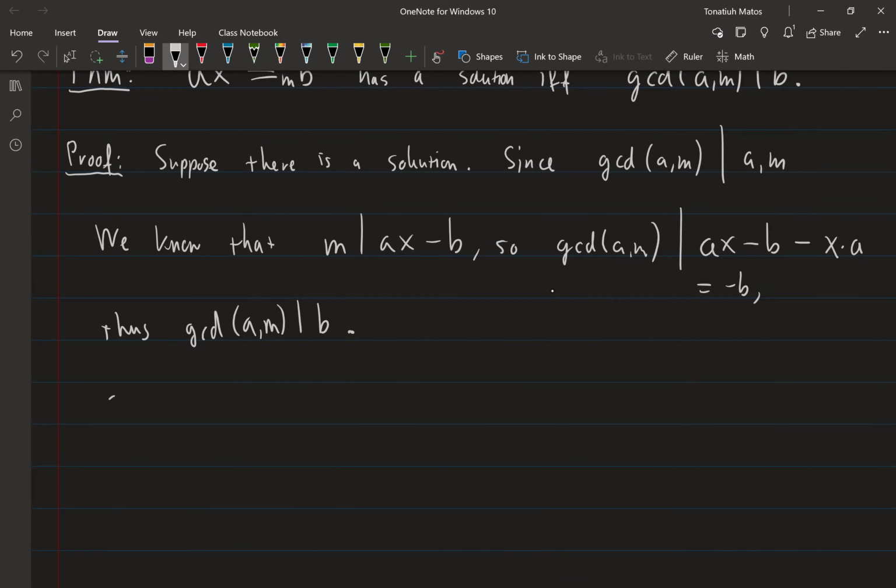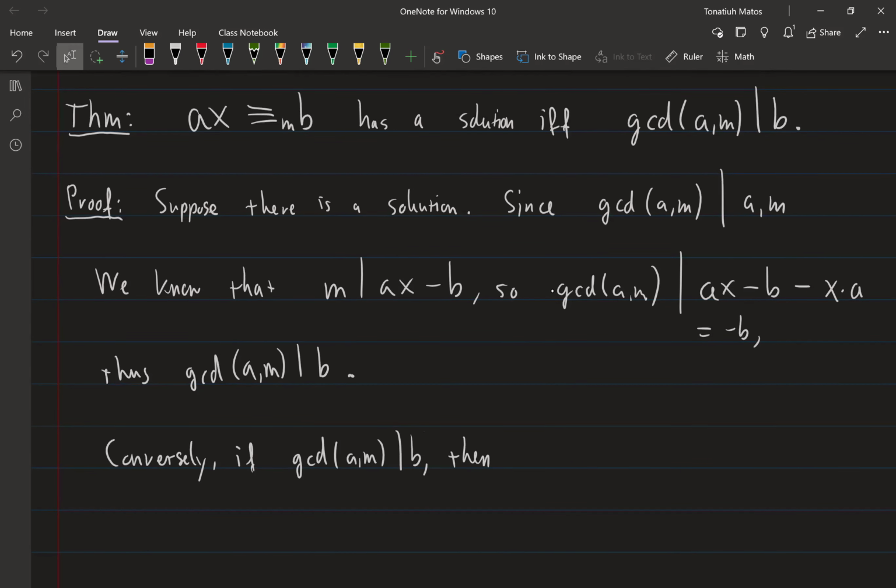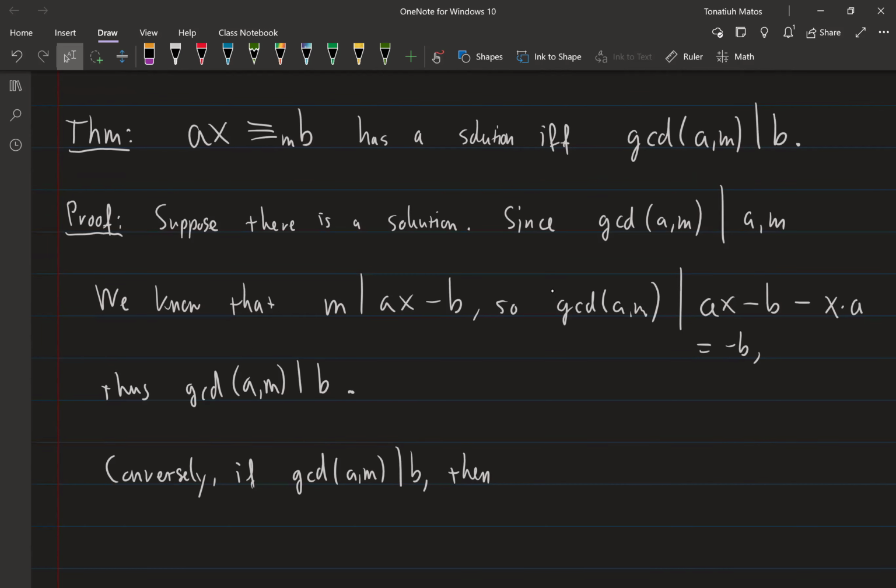So conversely, if the greatest common divisor between A and M divides B, then how do we produce a solution? How do we find an X that has this aforementioned property? What do you think we can do in this case? If the greatest common divisor between A and M divides B, how would you find a solution X?